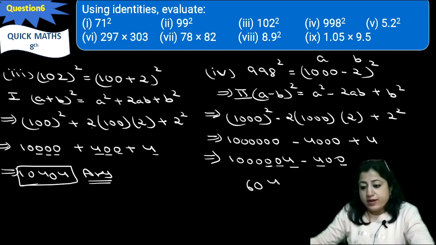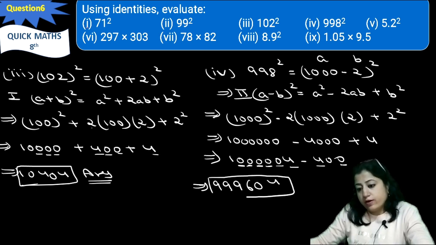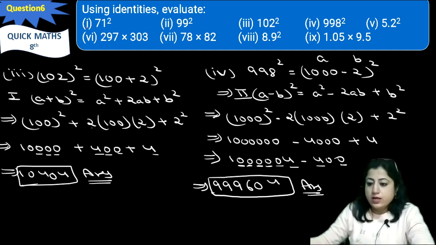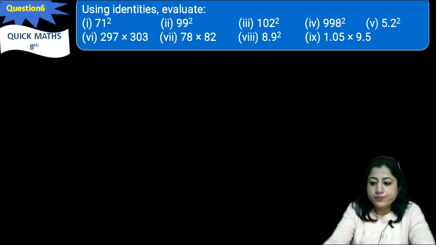This 10 minus 4 is 6. It will become 9, 9 and 9 means 3 times 9s. So this is the required square of 998. This is the answer. Now we can move to the next slide.